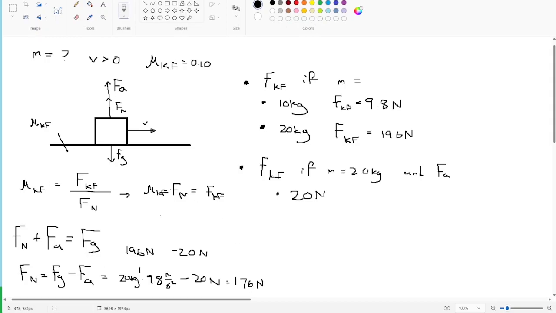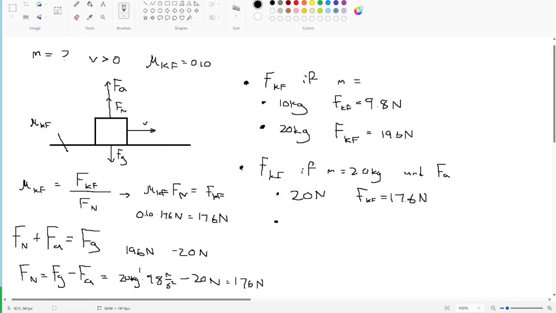Force normal, 176 newtons, times the coefficient of kinetic friction, which is 0.10, is equal to the force of kinetic friction, which is just going to be 17.6 newtons. So force of kinetic friction, in this case, is equal to 17.6 newtons.